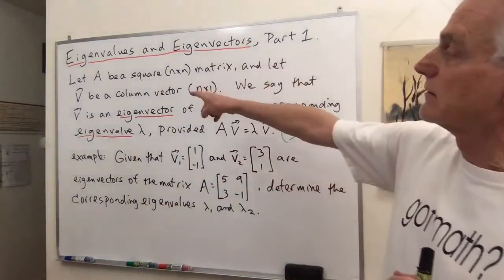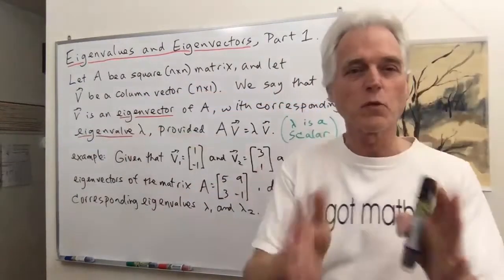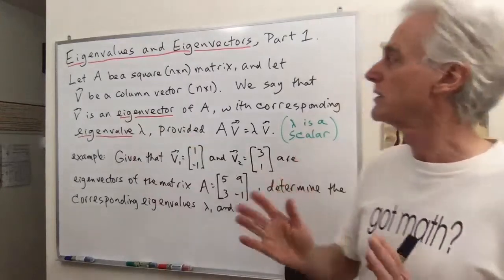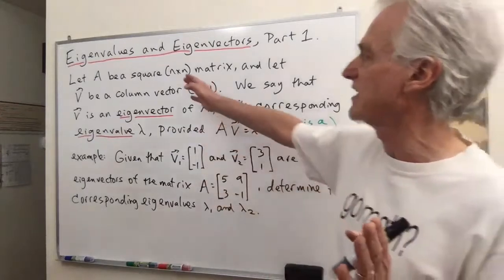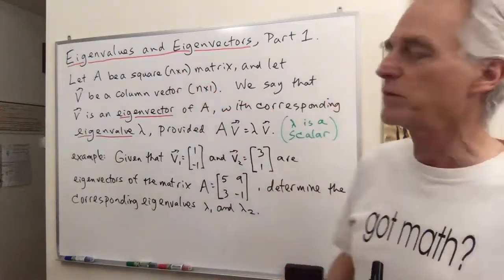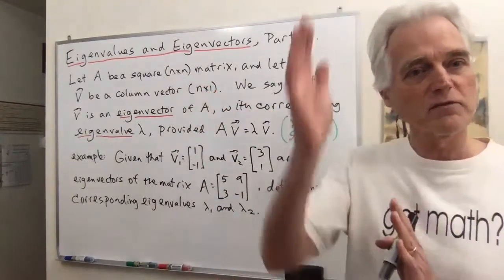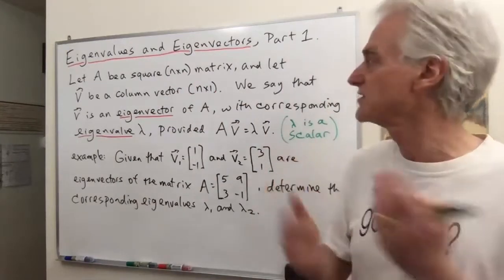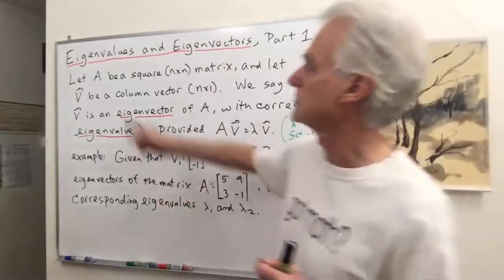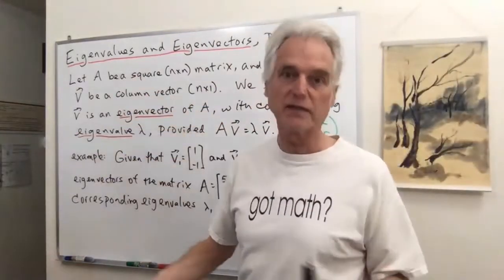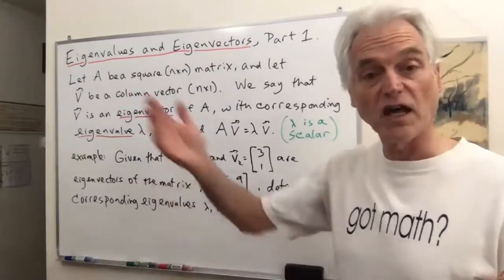So first, we need a square matrix. So let A be a square matrix, and its size is n by n. And then we have a vector V that's a column vector, which is the same size as A. So V is an n by 1 column vector. So A times V can be multiplied and gets another vector of size n by 1.